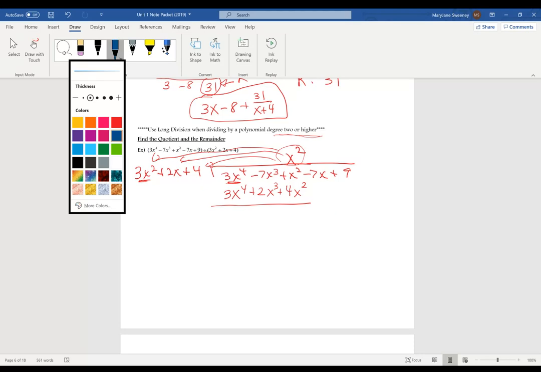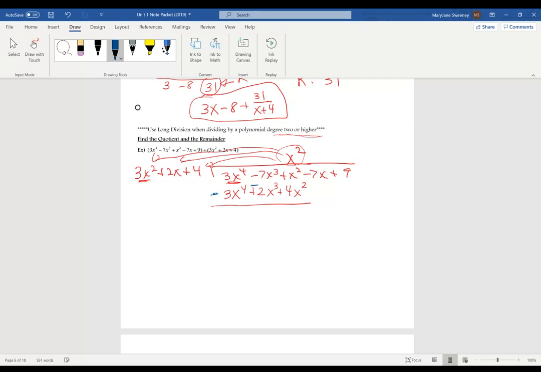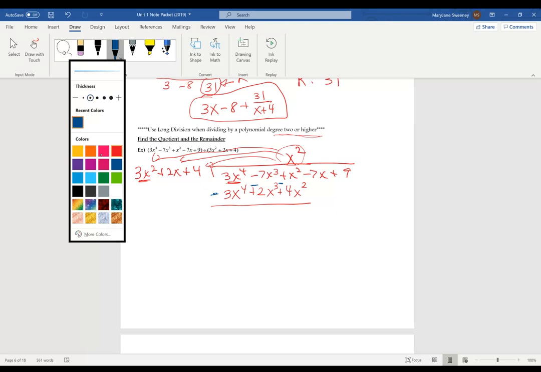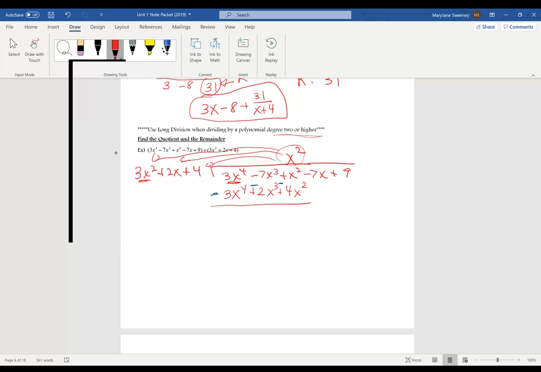So I want to go minus, minus, minus. Okay, so these first ones should always cancel out. That's why you make them match. So when you subtract, they're going to cancel. This is a negative 7 minus 2, which is a negative 9x cubed. And this is 1 minus 4, which is negative 3x squared. Then you bring down the next. And then the process starts all over again.